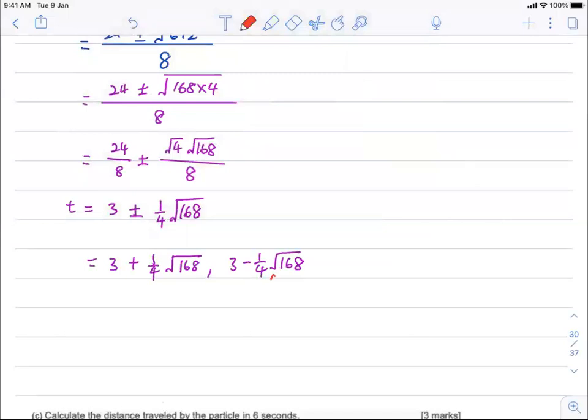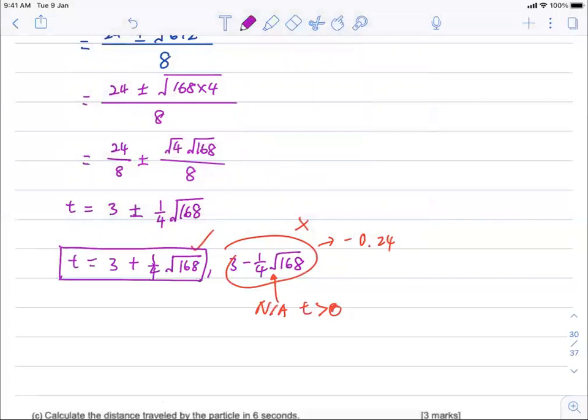We take this as not applicable because time is a positive value. So time is always a positive value. For this equation, if you type into the calculator, you get a negative value, like negative 0.24. So this one cannot be the answer. This one is the answer. So shown. We have shown that the time is equal to the one specified by the question.